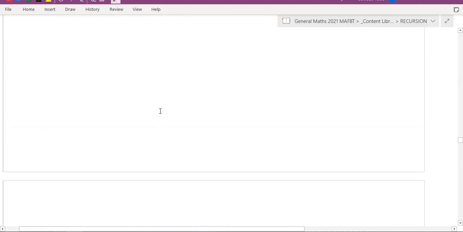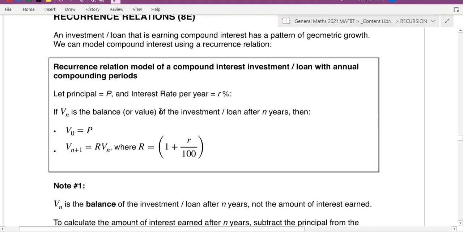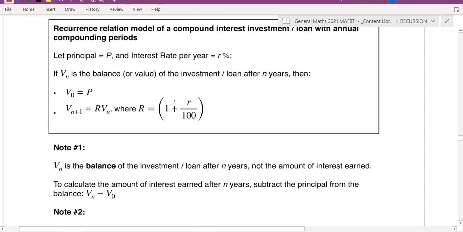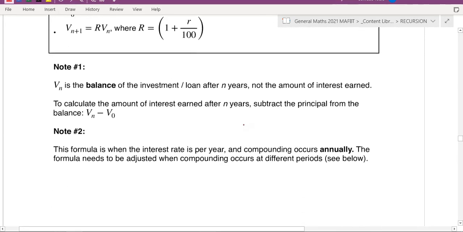Also note how we find that R value. We've looked at it before. If your R value is increasing, then you use 1 plus the R over 100. And if it's decreasing, which we'll get into a little later, 1 minus the R over 100. If the question says it is depreciating, then you use minus. If it says it's an investment and it's increasing, then it's plus.